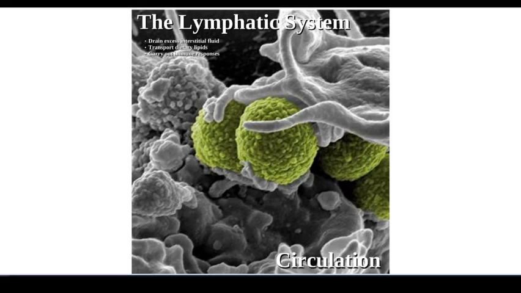For the chapter on the lymphatic and immune systems, there will be two parts. We'll look at the lymphatic system itself, and then we'll look at the immune system and the immune reactions. So here we're going to start with the lymphatic system, concentrating on its role in circulation.